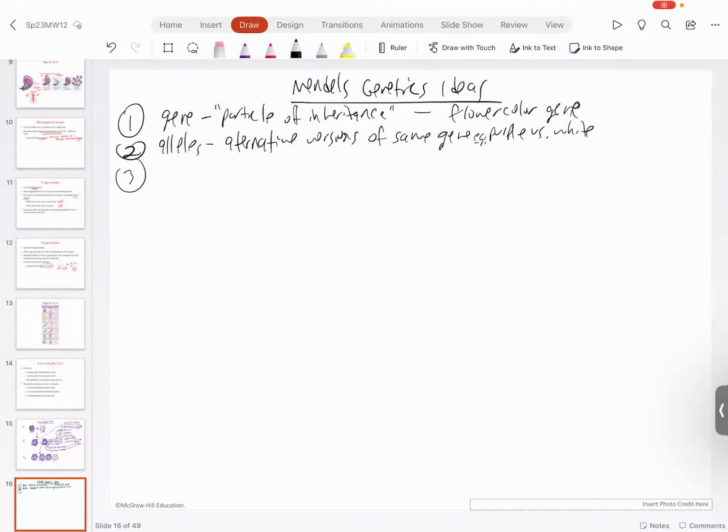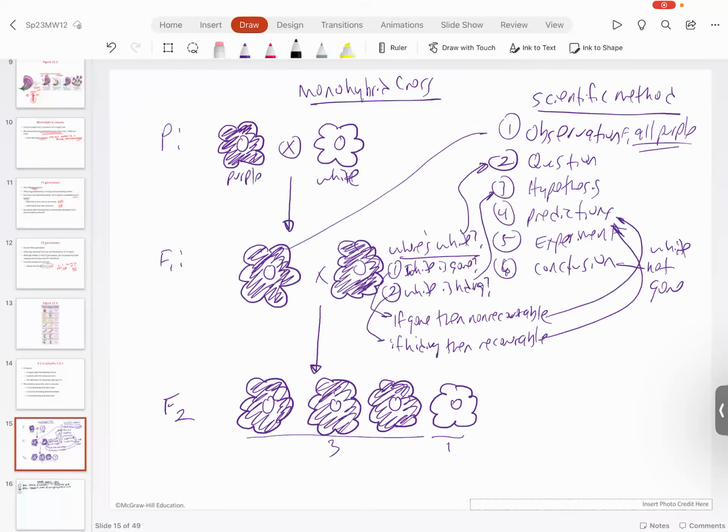But wait, let's look a little deeper. Let's take a look at our data. So we cross a true breeder for purple with a true breeder for white, and what do we get in F1? All purple. Well, first of all, according to our data, our conclusion has already been that white is not gone, right? That means it's there somewhere. So the question is, how come you can't see it in F1?